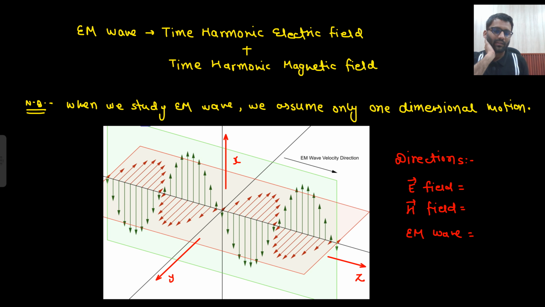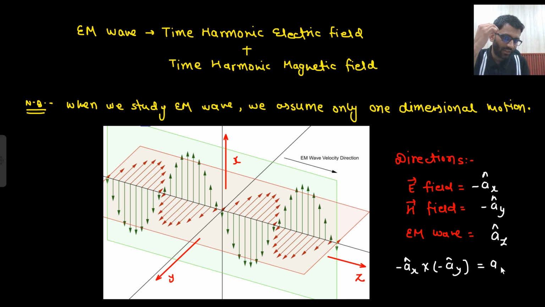Now tell me one thing. This is the direction of, this is your minus x, right? So what is the direction of the E field? Minus ax cap. And what is the direction of the H field? Minus ay cap. And what is the direction of propagation? Az cap. So can you tell me that minus ax cap cross minus ay cap is equal to az cap? Do you agree to this point?